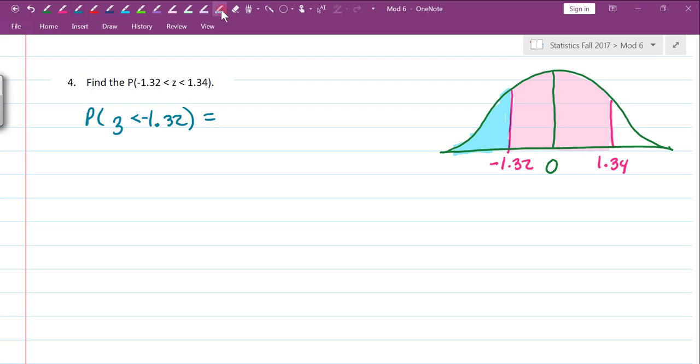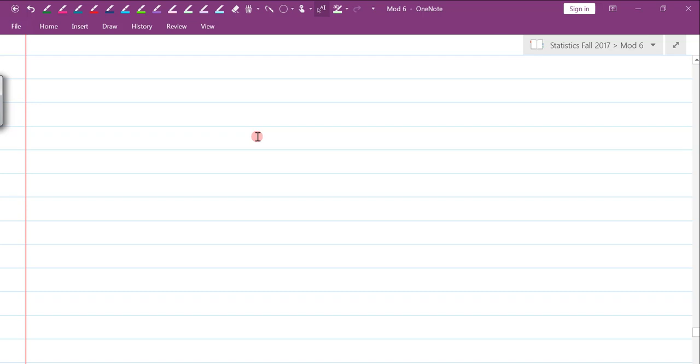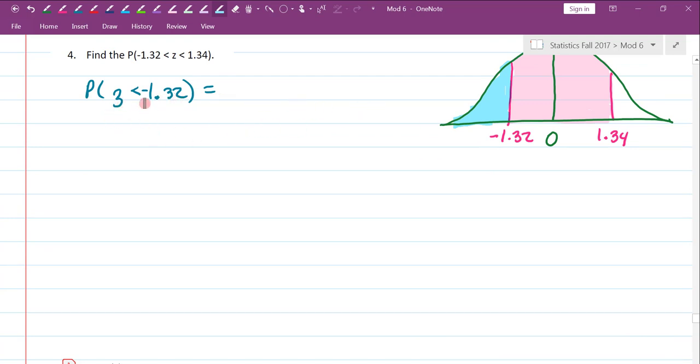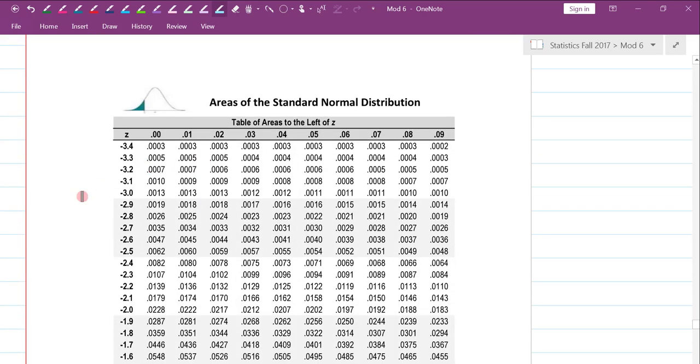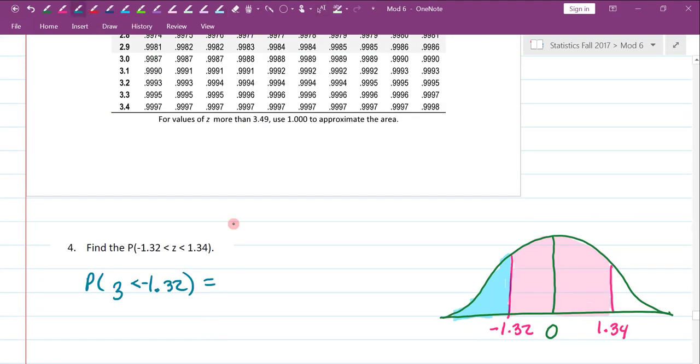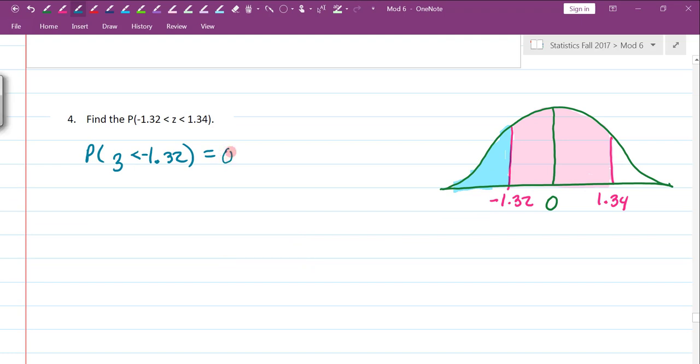So negative 1.32. Oops, I did not print out my tables. So let me print out my tables real quick. Okay, here we go. We're looking for the area under the curve to the left of negative 1.32, or that z is less than negative 1.32. So we're going to be in the negative. Here's my z. We're looking for negative 1.3 and then 2. And now we're going to look at the intersection of those two. The row and the column is 0.0934. Boy, we're getting a lot of electricity flickers. I hope I don't run out of electricity before I finish this lesson. There we go. So the area under the curve is 0.0934.